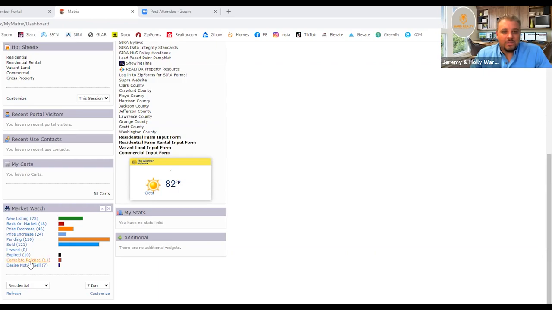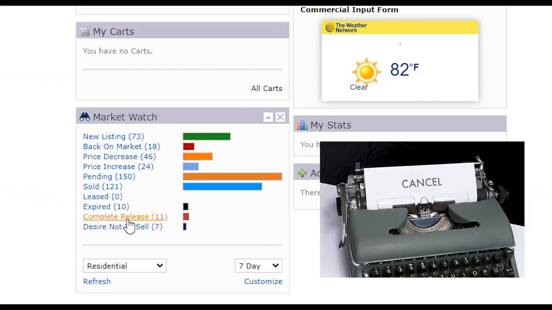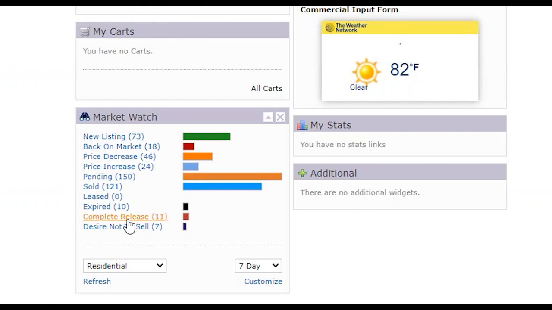The next column is complete releases. That's where people said, hey, I've decided not to sell, or I want to go in a different direction. I want to take my house off the market. So they've been released. There was only 11 of them. And the last column is desire not to sell. There's only been 7 of them in the last 7 days.